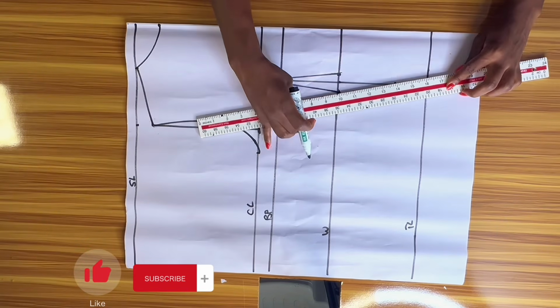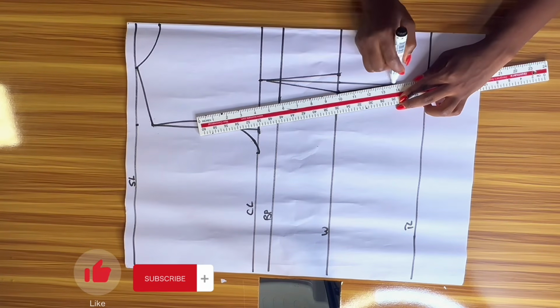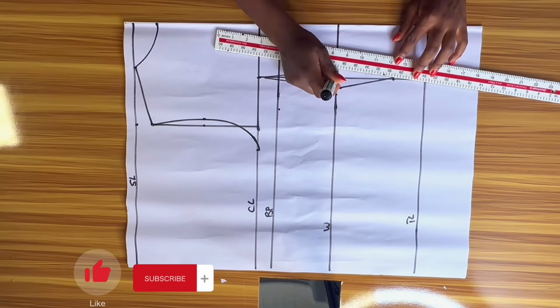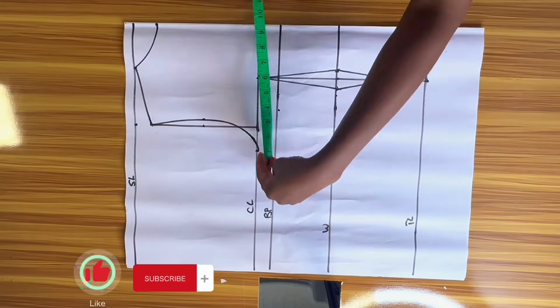So after connecting it, I will go ahead and take my round body measurement. Don't forget to add your zipper allowance. So after connecting the point of your round body measurement, you cut it out.